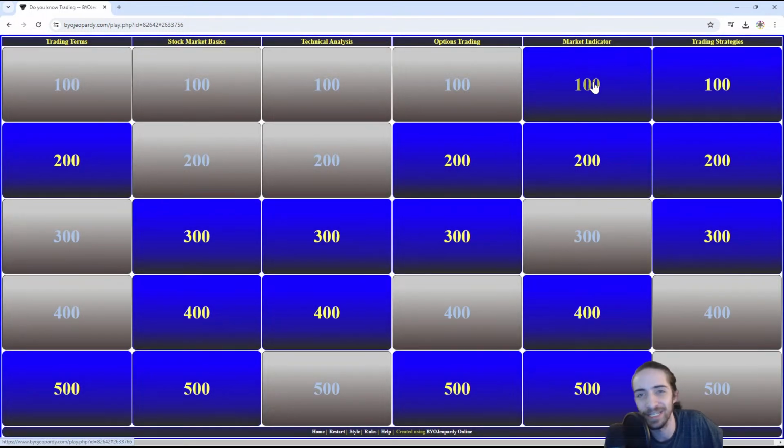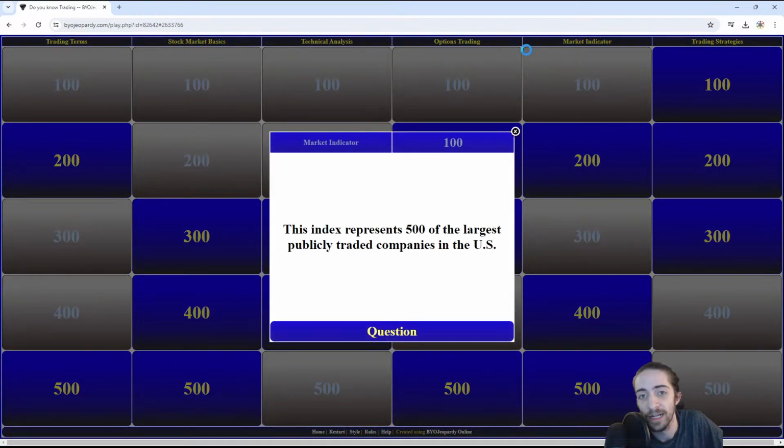Let's go with market indicator for 100. This index represents 500 of the largest publicly traded companies in the U.S. Real simple one for us, guys, right? This is the market indicator for 100. This index represents 500 of the largest publicly traded companies in the U.S.